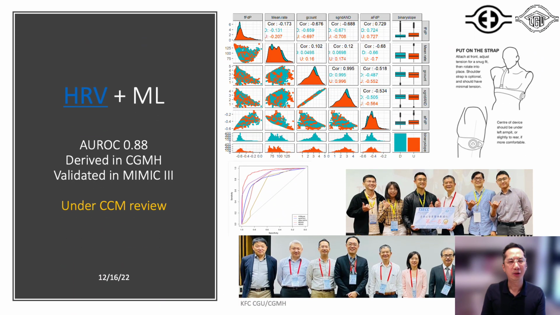So lastly, I'm going to introduce you to some of our recent efforts. This is a combination between heart rate variability and a machine learning algorithm. We have pretty good area under the curve, or the ROC curve actually, both on the derivation cohort and the external validation cohort in MIMIC-3. And this is under review in Critical Care Medicine.